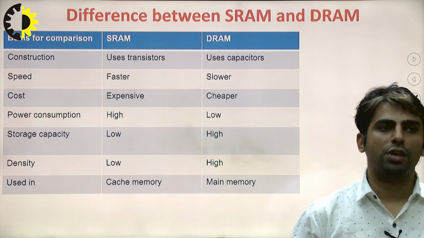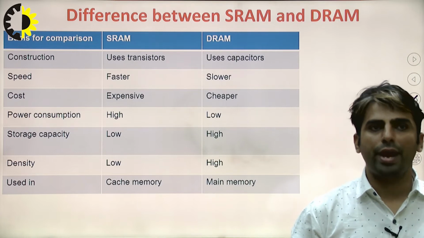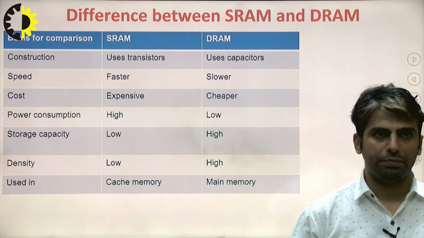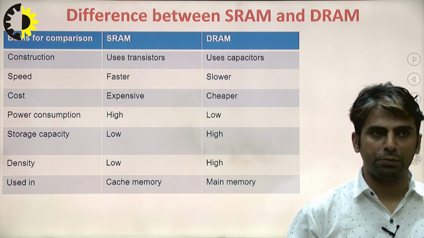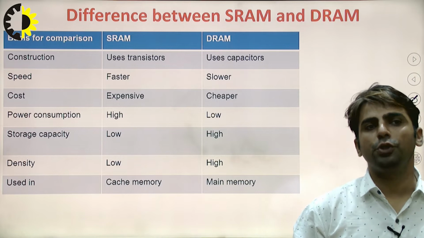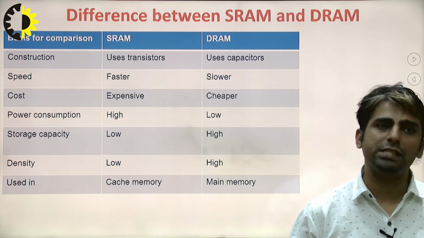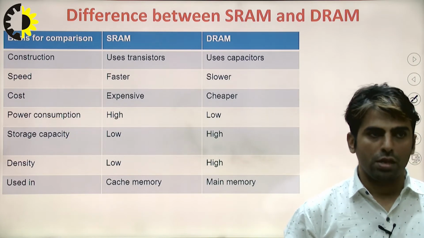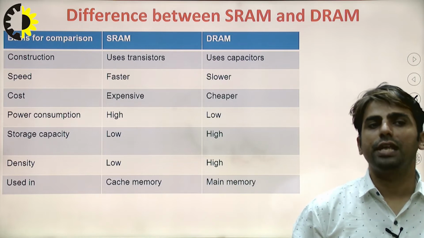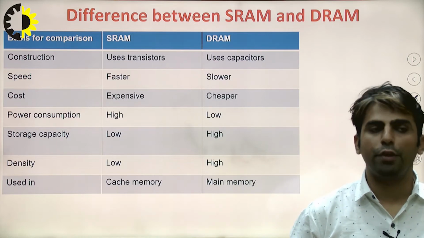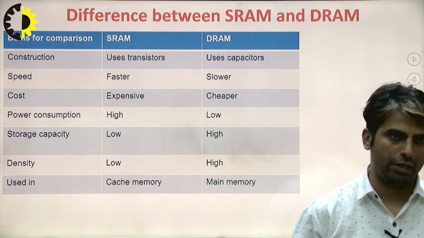The next one is cost. Static RAM is expensive, whereas dynamic RAM is cheaper. The fourth one is power consumption. Static RAM consumes more power than the dynamic RAM. Dynamic RAM consumes less power than the static RAM. Storage capacity of static RAM is lesser than the dynamic RAM. Therefore, it is low in case of static RAM and high in case of dynamic RAM.